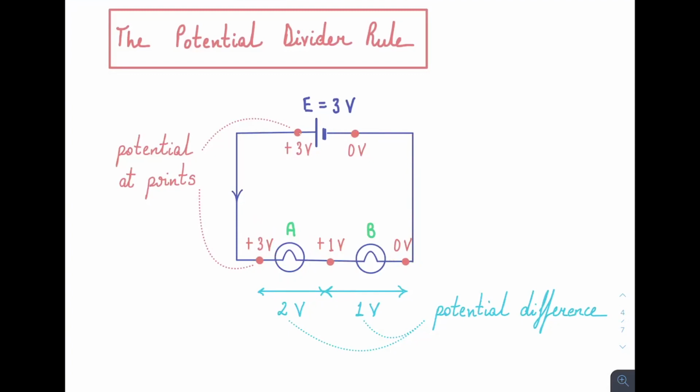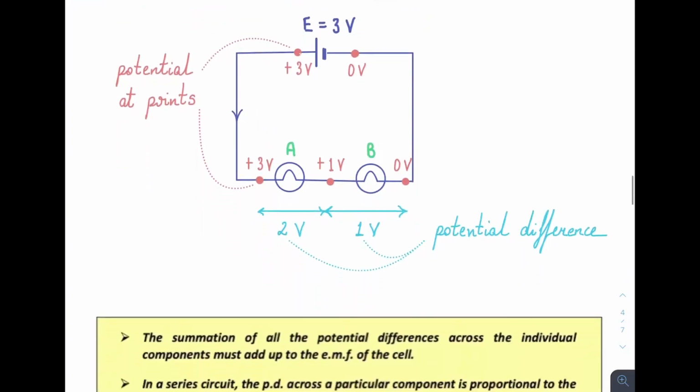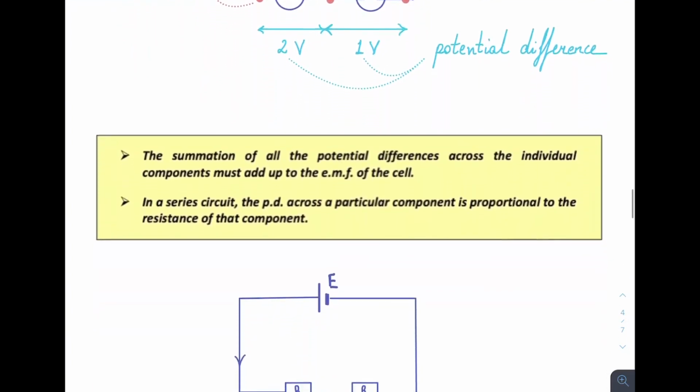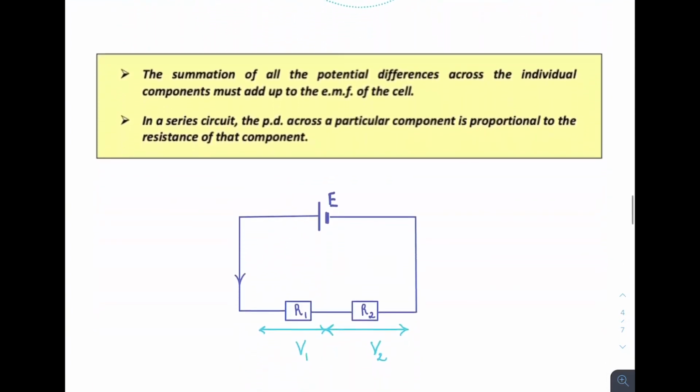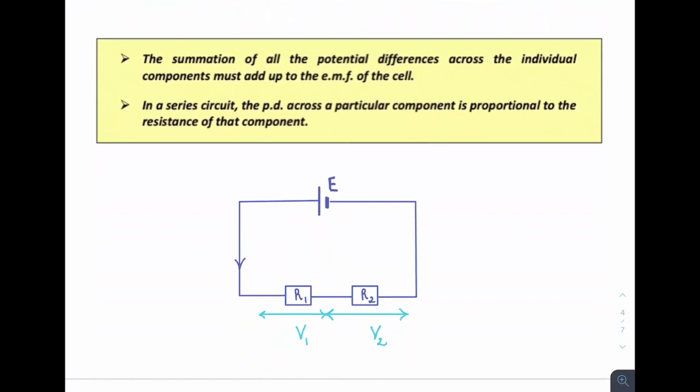The PD across a particular component is determined by 2 rules, known as the potential divider rule or voltage division in a series circuit, which states, firstly, that the summation of all the potential differences across the individual components must add up to the EMF of the cell. So in other words, if we consider this general situation, we are saying that E must be equal to V1 plus V2.